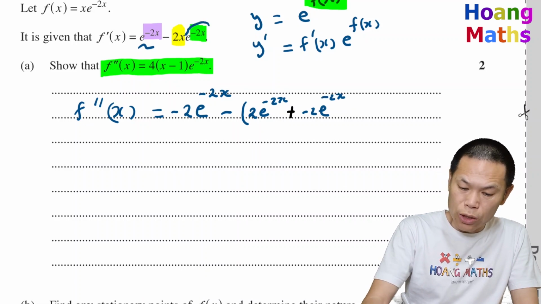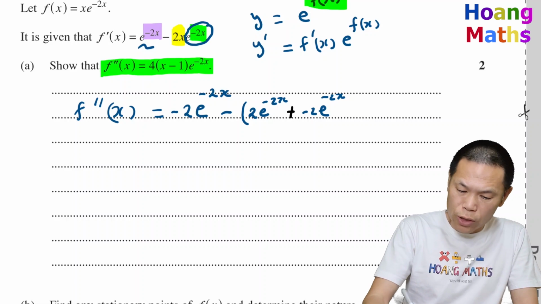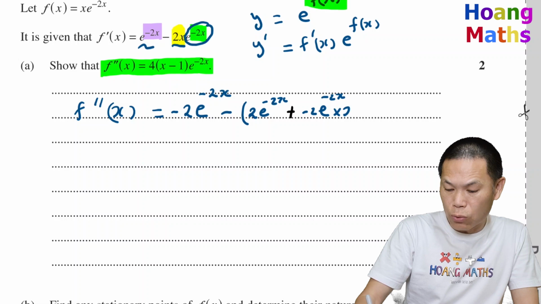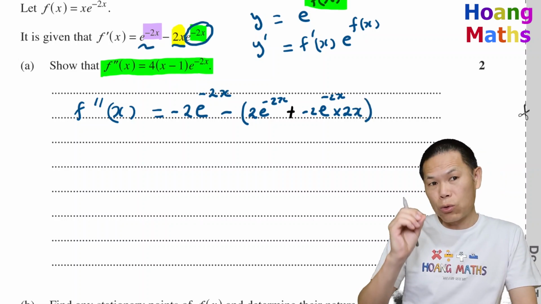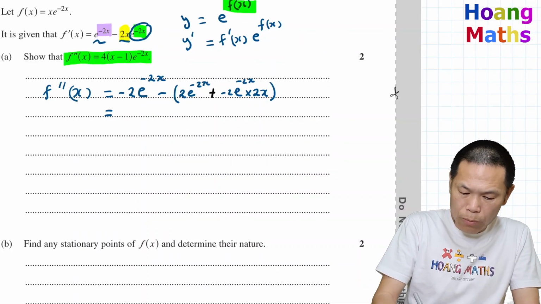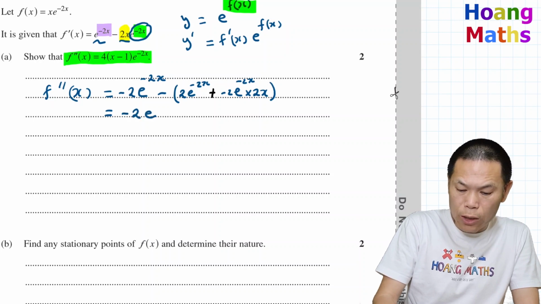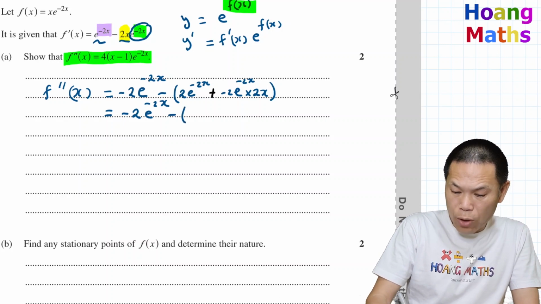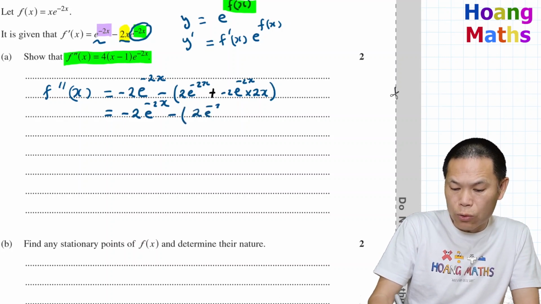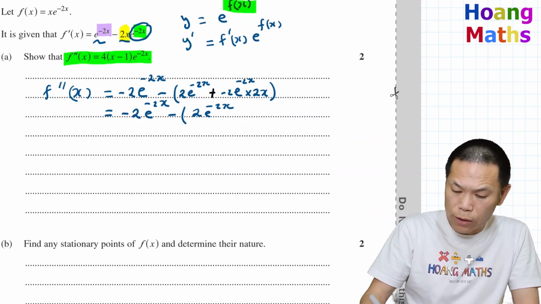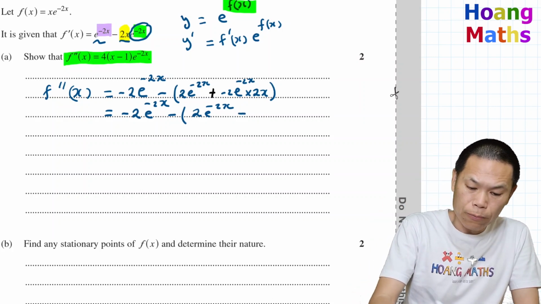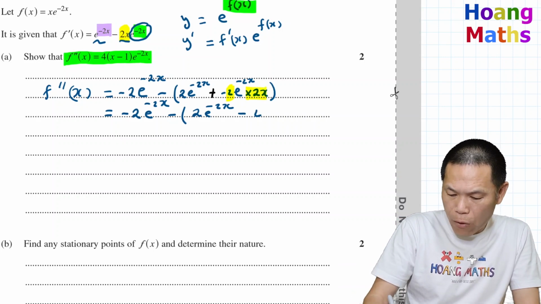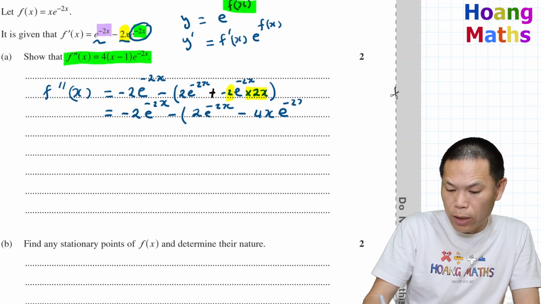So what I did was I just differentiated this. And don't forget, we need to times by the first function. So the first function is 2x. So we times by 2x. So there you go. Now what I do, I just simplify this. So that will give me negative 2 e to the negative 2x. And then I minus bracket 2e to the negative 2x. And a negative with the positive gives you a negative. And we have 2 times 2x, gives me 4x. So that becomes 4x e to the negative 2x.